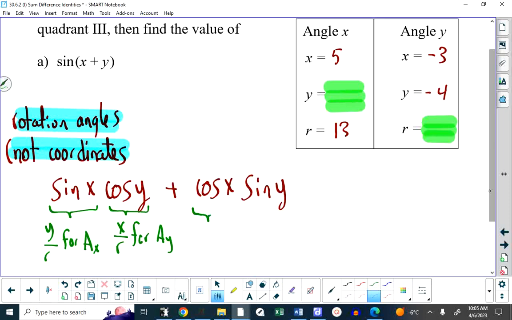This, we're going to have a plus in here. This will be x over r because it's a cosine, but it will be for angle x. This will be y over r because it's a sine, and it will be for angle y. I'm using kind of really awkward notation and abbreviation here. Had I rethought this, I would have spread it out more and written them out with words. But do you get my meaning here?